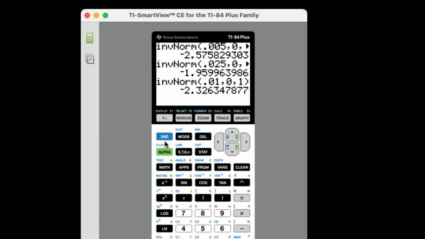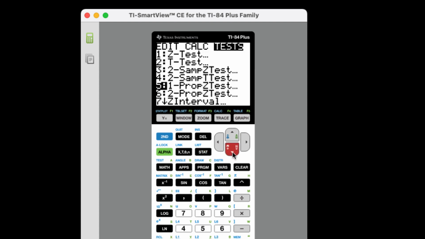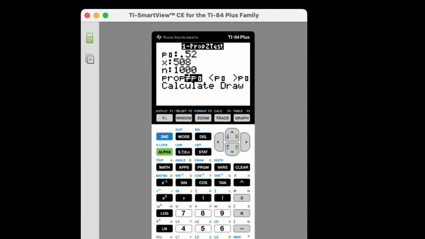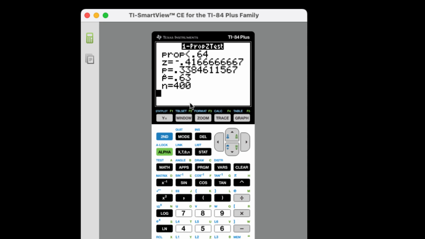Here we go. Second, quit. Stat, test. 1 proportion Z test, that's number 5. Is that right? Okay. P naught, 0.64 for 64%. x is 252. Sample size is 400. And then this is going to be a what? Left tail test. So make sure the inequality is pointing to the what? To the left. Hit calculate. What's your Z value? Negative point what? Negative 0.42. Is that true? Going to the nearest hundredths? Okay.